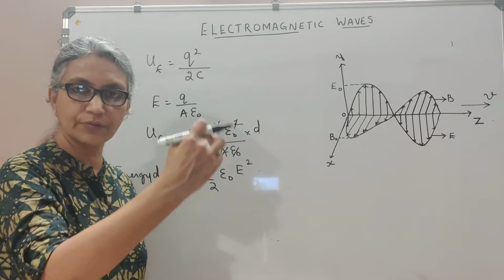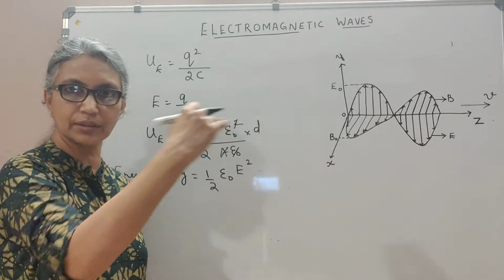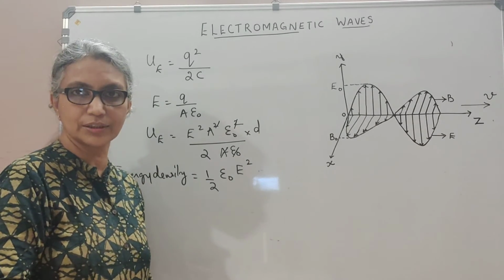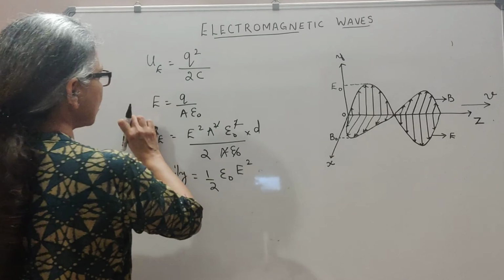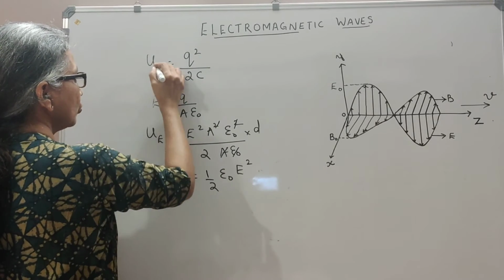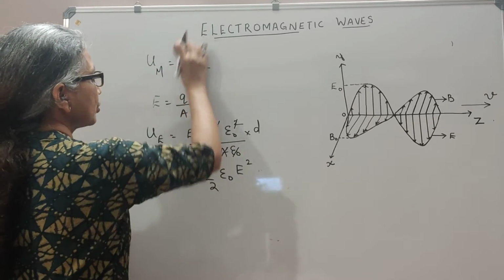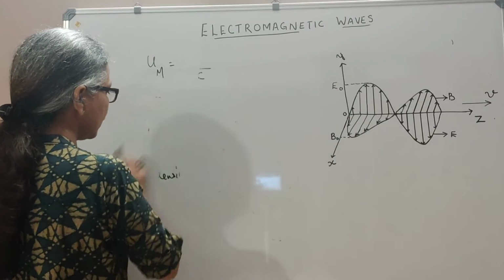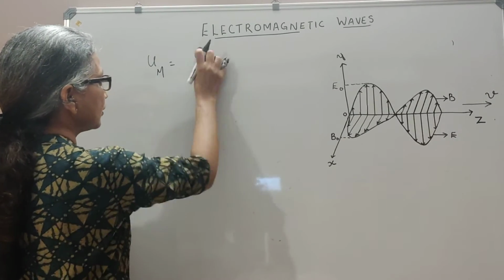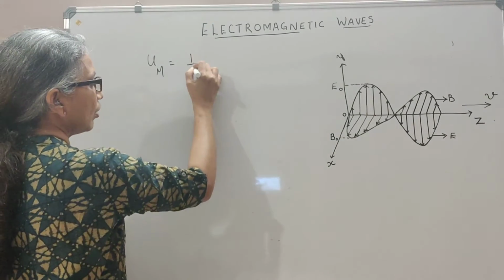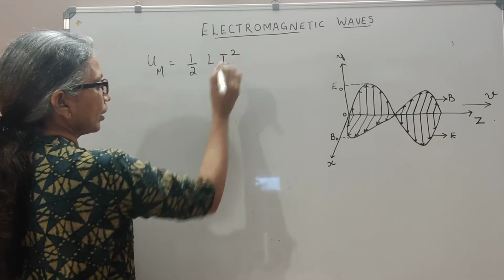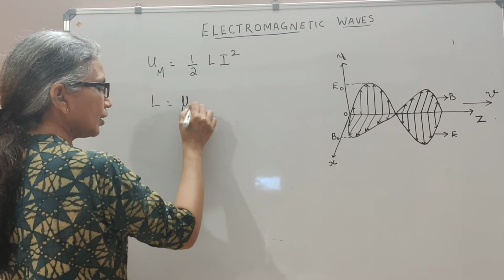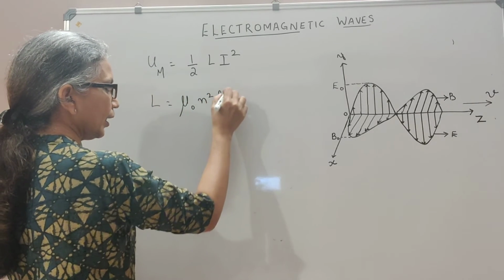In an inductor, we have the magnetic flux changing, and because of which there is energy stored. That is called the magnetic energy, U_M. We derived an equation as half L i square, where L stands for the self-inductance of the inductor. This is half L i square. So this L, we have derived this formula as mu 0 n square L A.